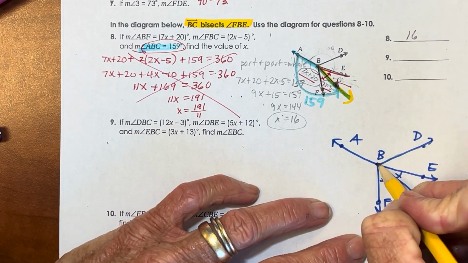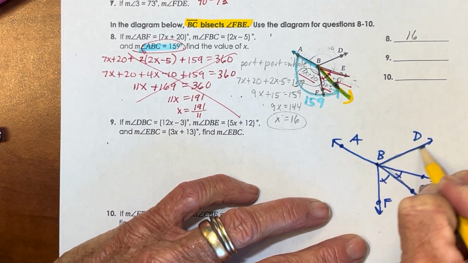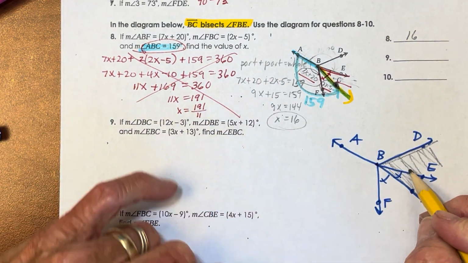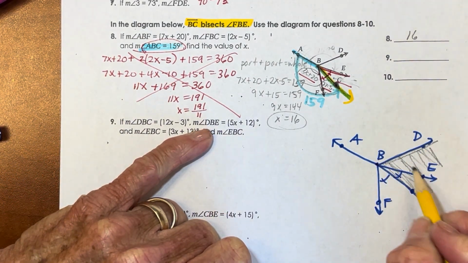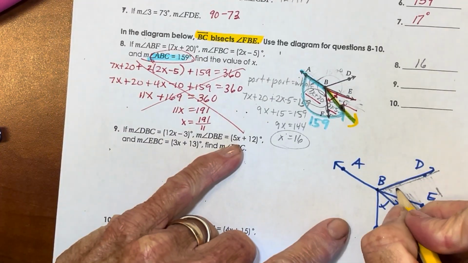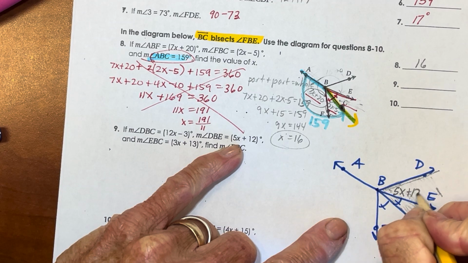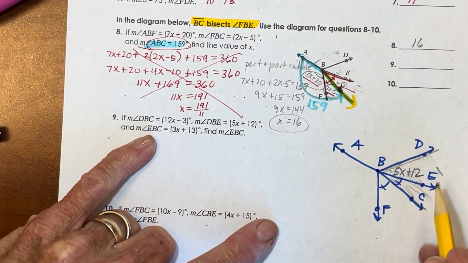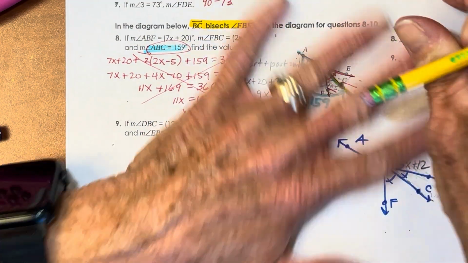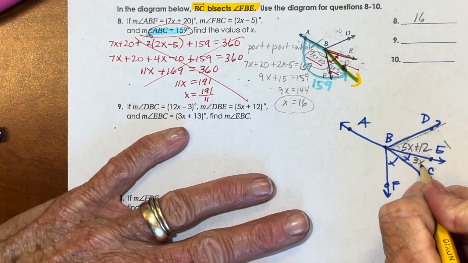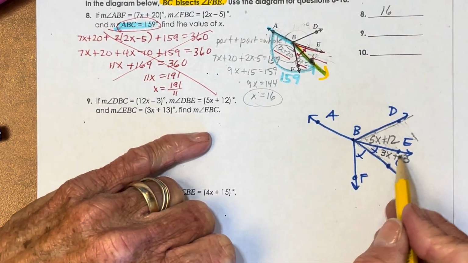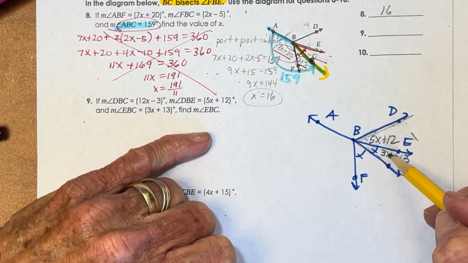So angle DBC is this whole entire thing. I'm going to have a difficult time labeling that, so I'll come back to that. Angle DBE, which is just this piece, is 5x plus 12. And angle EBC, which is this piece, is 3x plus 13. And we want to find the measure of EBC. So in the end, I'll just need to know what x is.